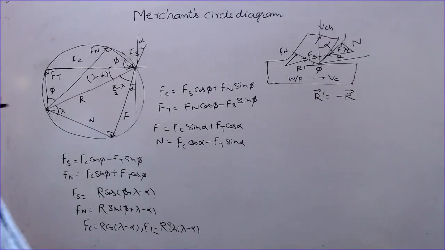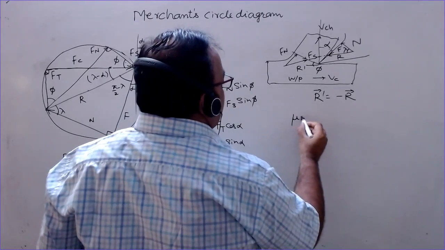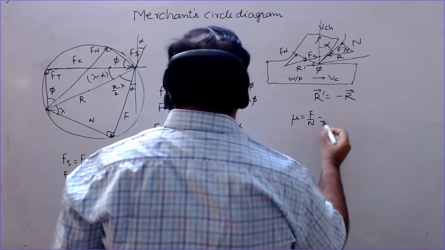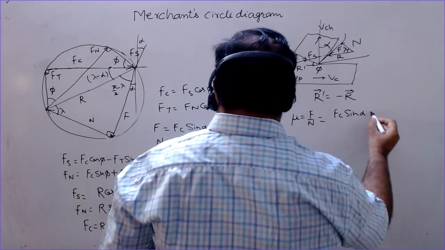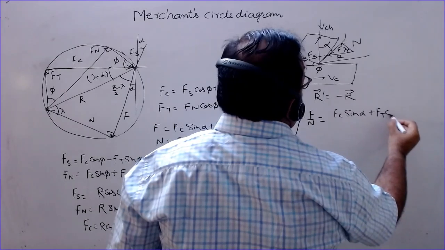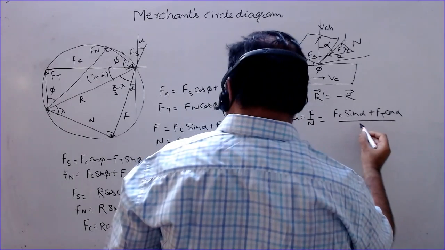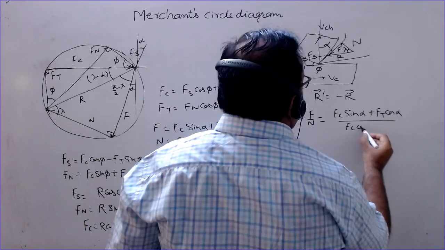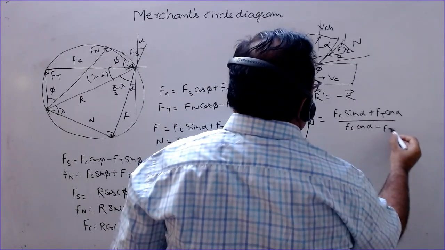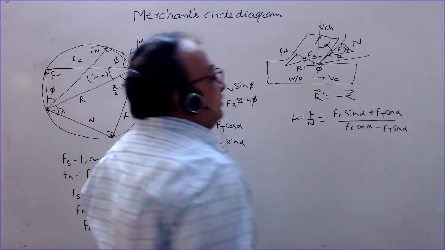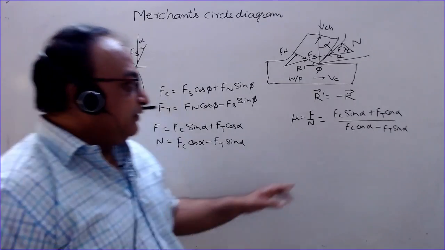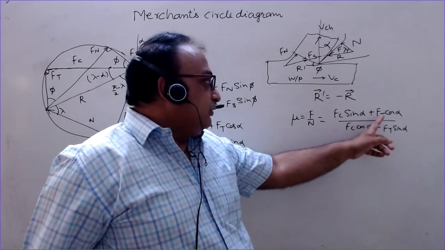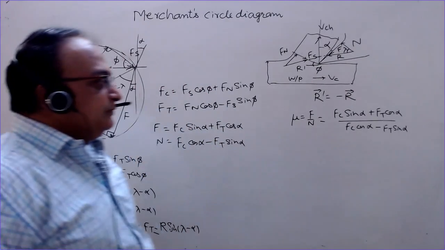So the coefficient of friction here, mu, is F by N, Fc sin alpha plus Ft cos alpha divided by Fc cos alpha minus Ft sin alpha. Sometimes you will find in the question it will be given to you that the tool has a zero rake. In that case alpha is 0. So mu will be equal to Ft divided by Fc.